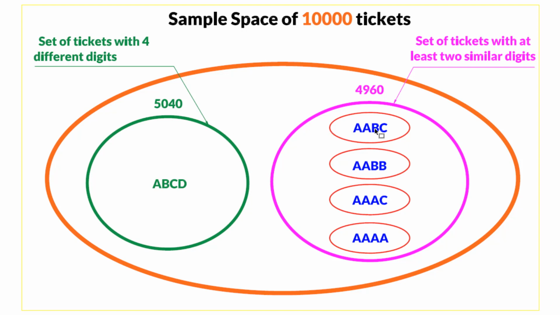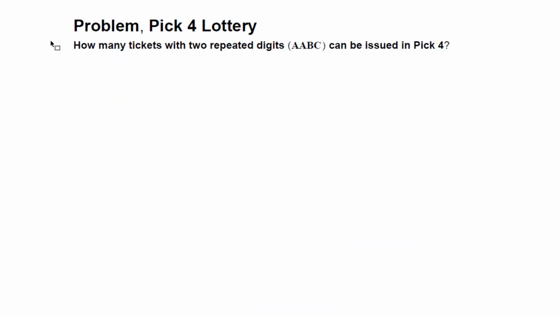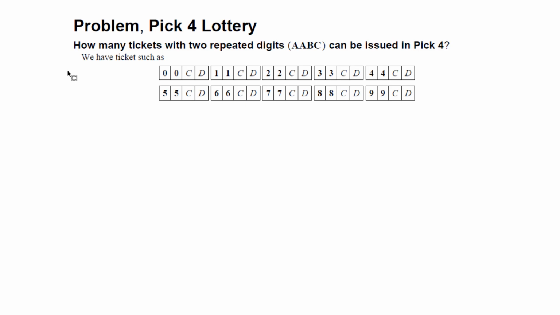So now we are interested in knowing the number of each subgroup here. This is what we still don't know. So this question is a bit difficult. How many tickets with 2 repeated digits A, A, B, C can be issued in Pick 4? So let's start. The repeated digits can be 00, 11, 22 until 99. And this is the form we have.